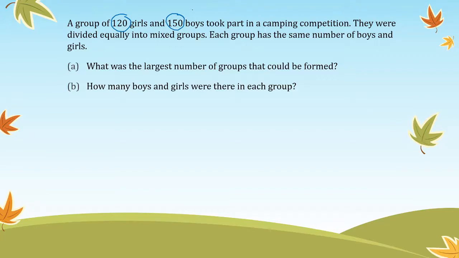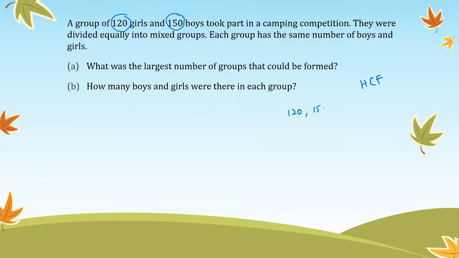Now what we want is to find the maximum number of groups that we can have. If we are looking for the maximum number of groups, we're actually dividing. So when we are dividing, we are looking for the highest common factor, because we are dividing 120 by a number and 150 by a number. If you remember what we did last week, we used prime factorization. So let's do the prime factorization.